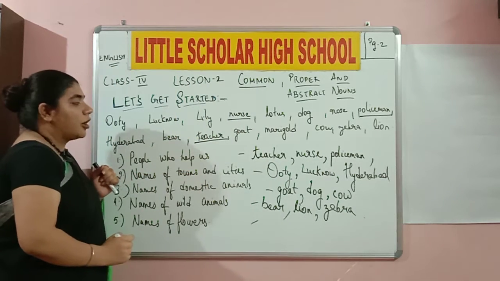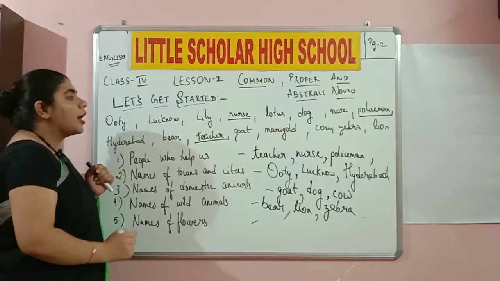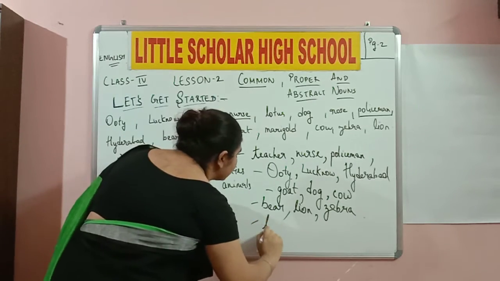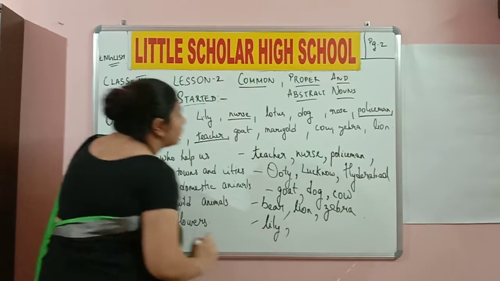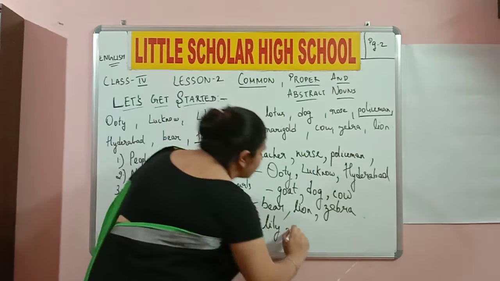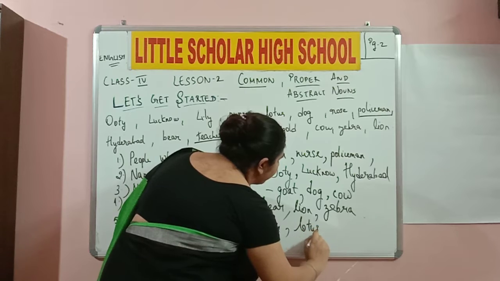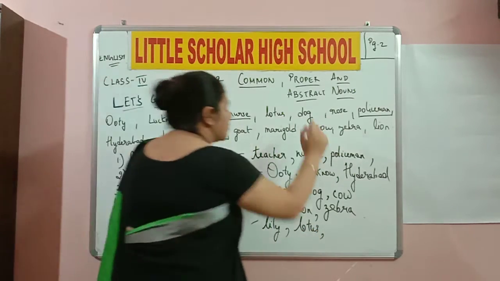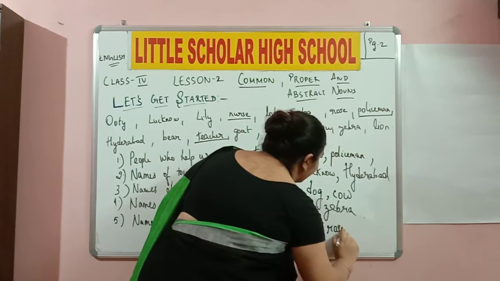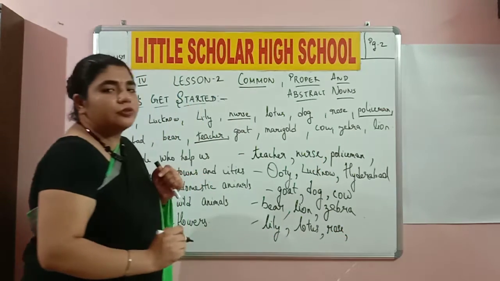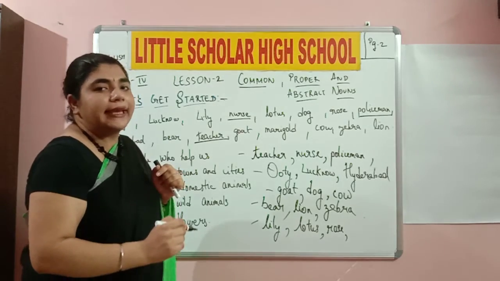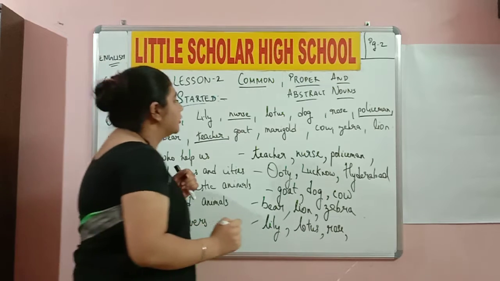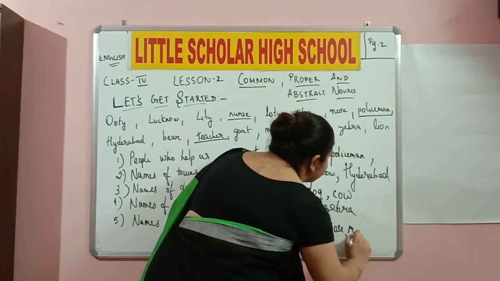Names of flowers. What do you think? What are the flowers mentioned in these set of words over here? We have lily. It is a white color flower. Lotus. Lotus grows in water. Then, what else do we have? We have rose. Roses can be of different color like red, white, yellow, pink. What would be your favorite? Think about it. We have one more, marigold.